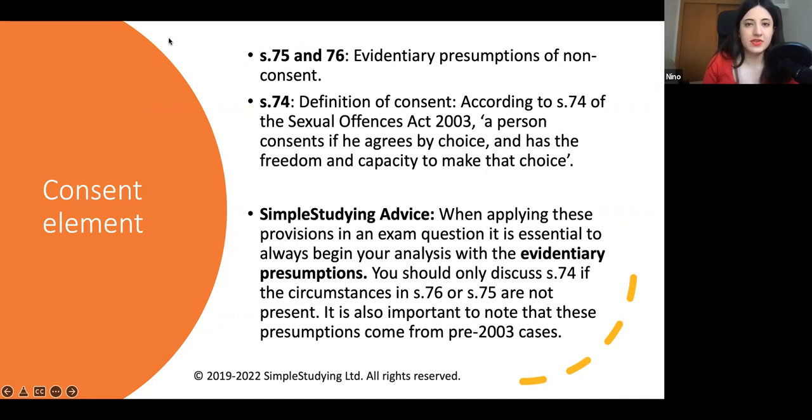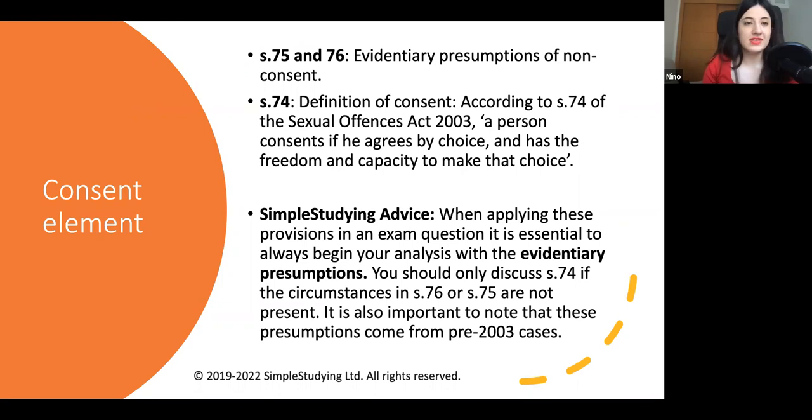There is Section 75, 76 consent, evidentiary presumptions of non-consent. So there are certain circumstances in which the presumption will be that there was no consent. However, it will be upon the defense to rebut the presumption and show that there was indeed consent. So if any of these circumstances apply under Section 75, you need to say so, and then make arguments whether or not there is anything you could argue to rebut that presumption.